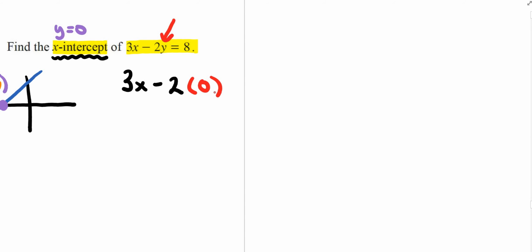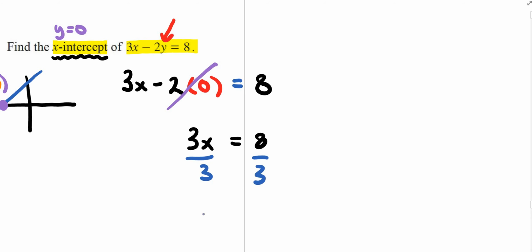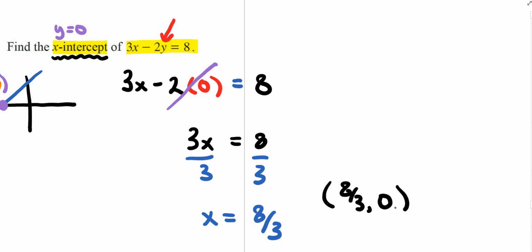All right, so for any x-intercept, the y value is equal to 0. And then if I do this calculation here, 2 times 0 is going to be nothing, so I have 3x equals 8, and then I can divide both sides by 3, so x would equal 8/3. So my x-intercept is going to be 8 over 3, comma 0. All right, that is my x-intercept. Once again, for any x-intercept, the y value is always 0.